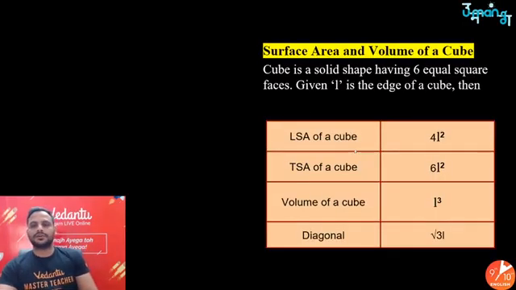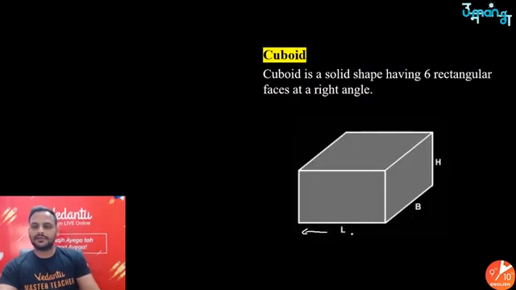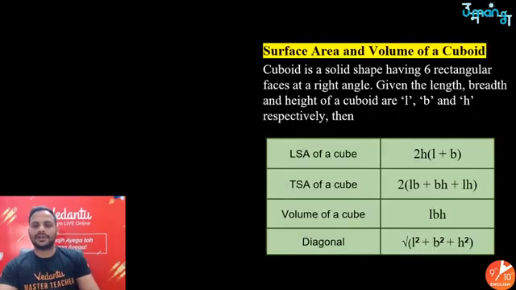Okay, so this is your cuboid. The formula for cuboid, the length, breadth and height. These three things are very important. So first is your lateral surface area, 2 times of (L plus B) into H. Total surface area, 2 times of (LB plus BH plus LH). Volume is L into B into H, and then the formula for your diagonal.